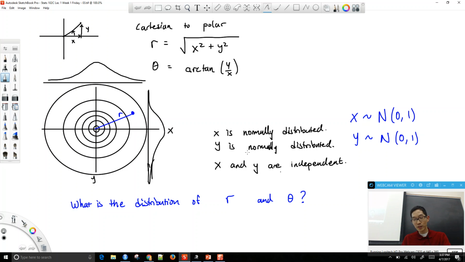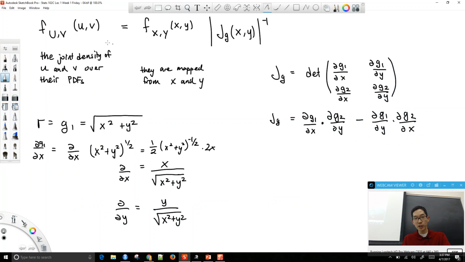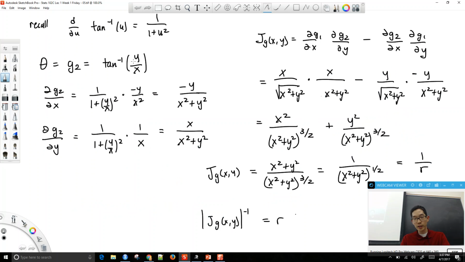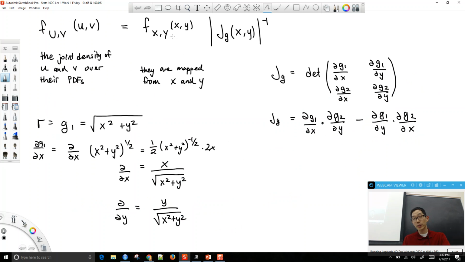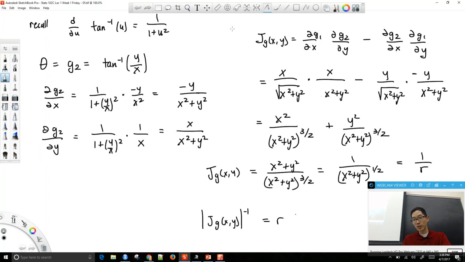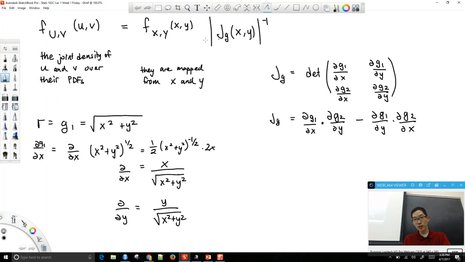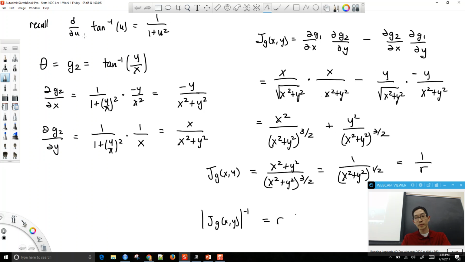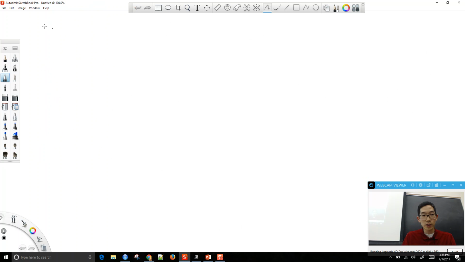So what we're going to do is figure out the joint density of r and theta. To figure that out, we get the joint density of x and y, and then we have to figure out this function, which we spent all of this time working out. Once we have this function and the joint density of x and y, which is easy for us, we can then figure out the joint density of r and theta.